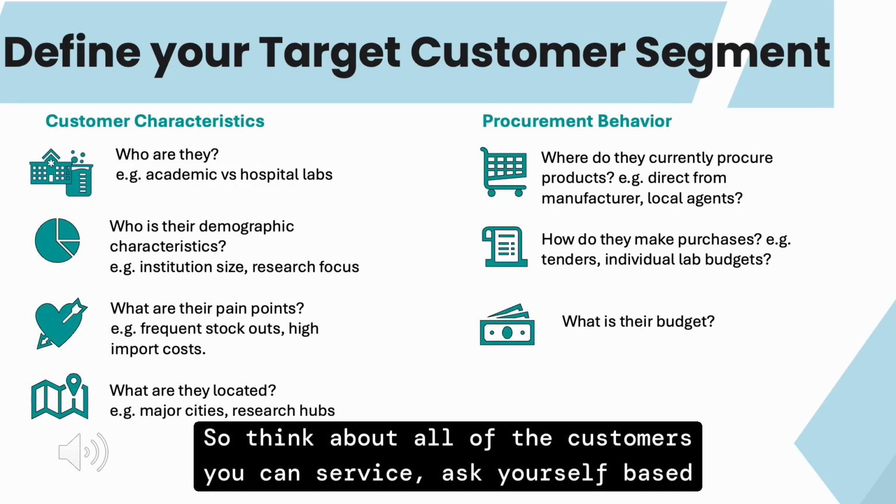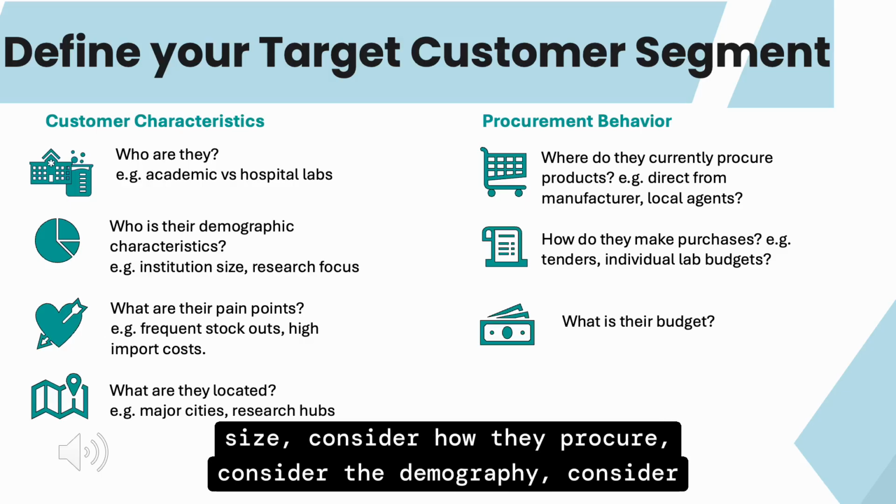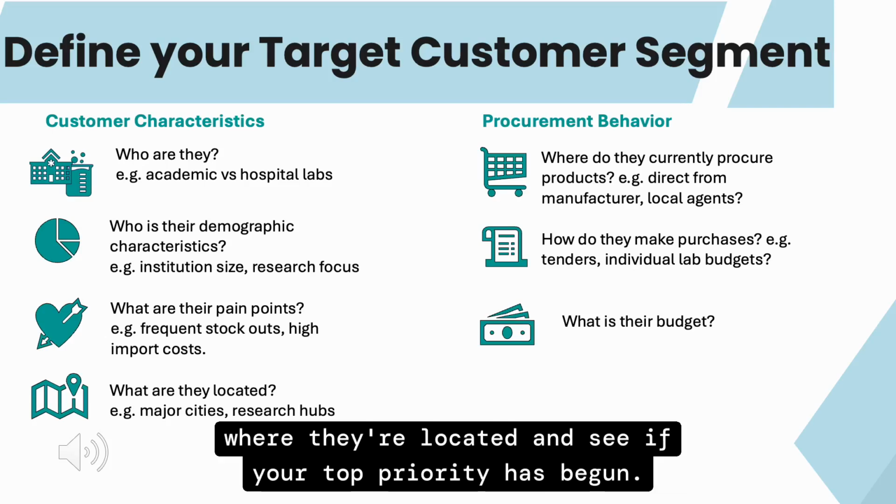So think about all of the customers you can service. Ask yourself, based on the data, who your priority should be. Consider the market size. Consider how they procure. Consider the demography. Consider where they're located. And see if your top priority has begun to change.